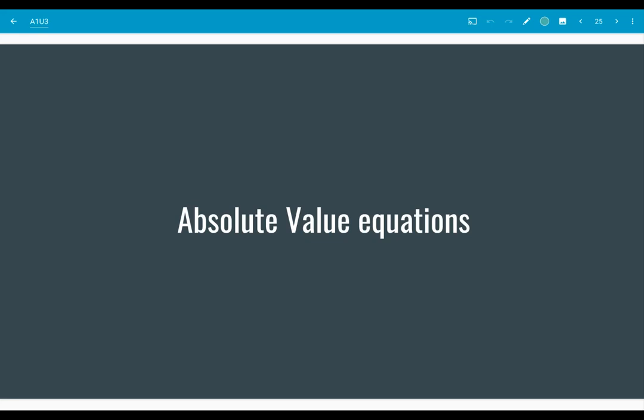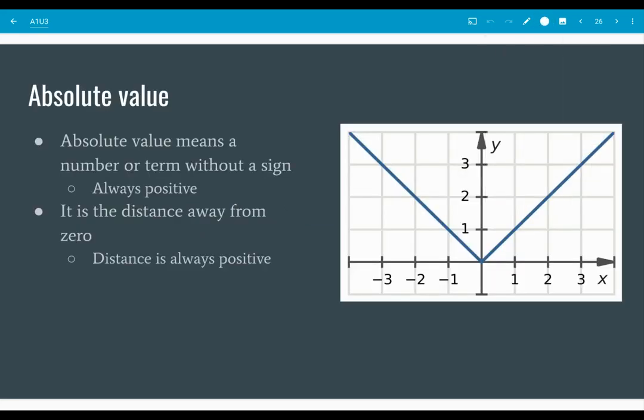Next thing we're going to look at is absolute value equations. So absolute value is a number or term without a sign, meaning it's always positive. What absolute value means is it's the distance away from zero. And distance is always positive. So if we think of a number line with 0 here, and I'm looking at 4, and let's look at negative 4. These are both 4 units away from 0. So their absolute value is going to be the same.